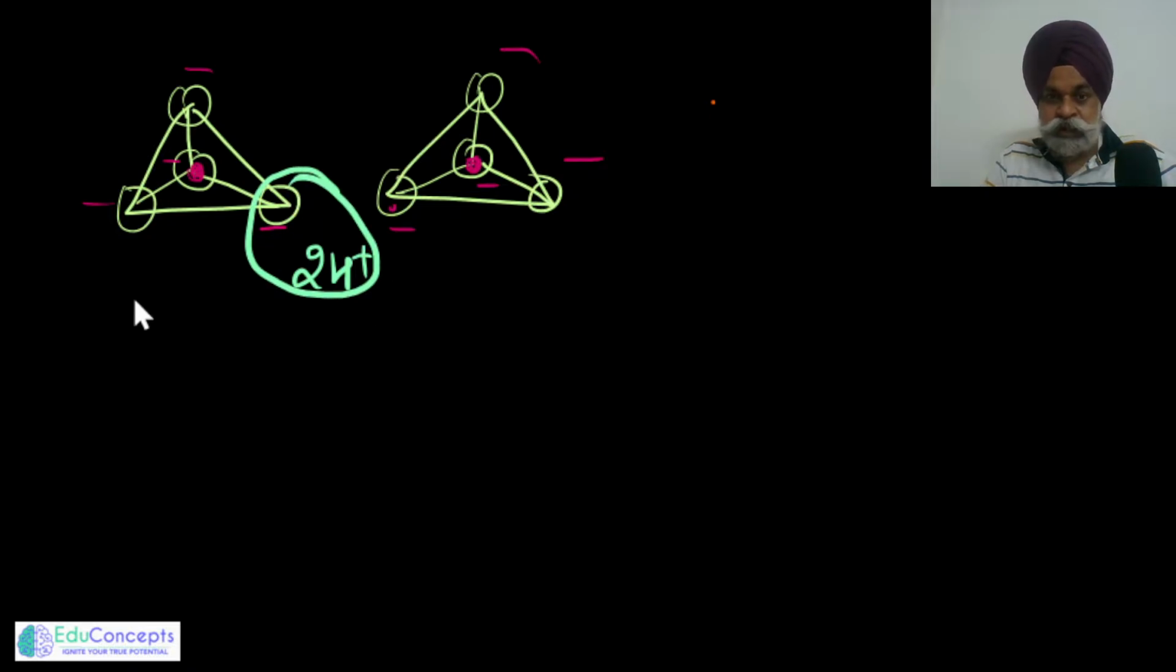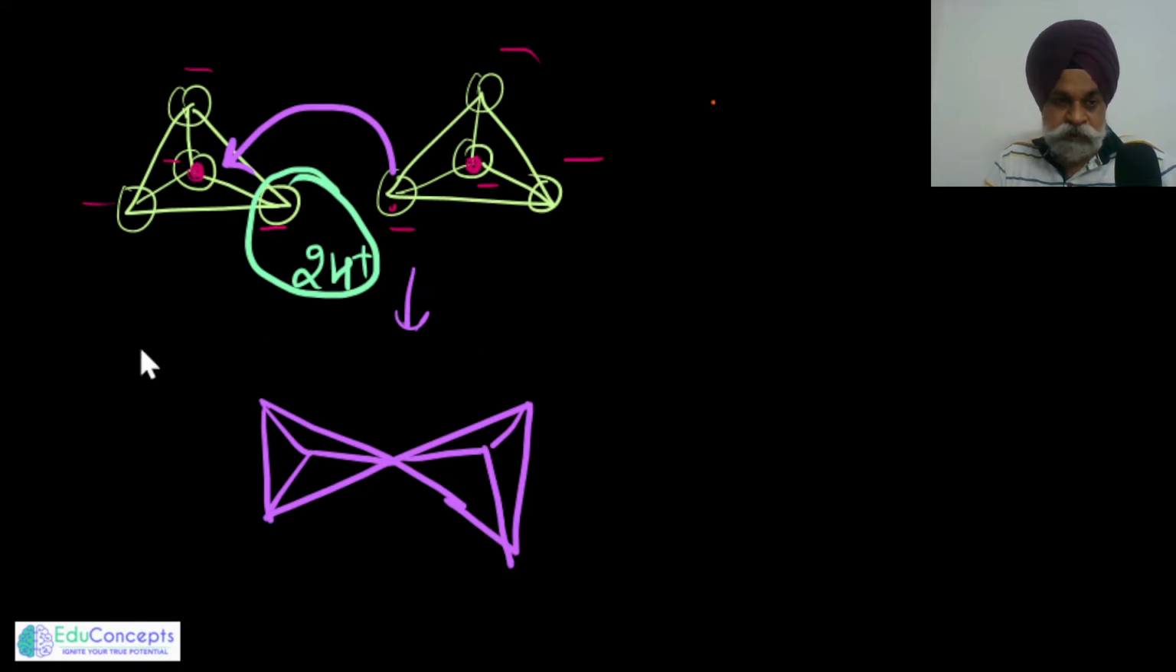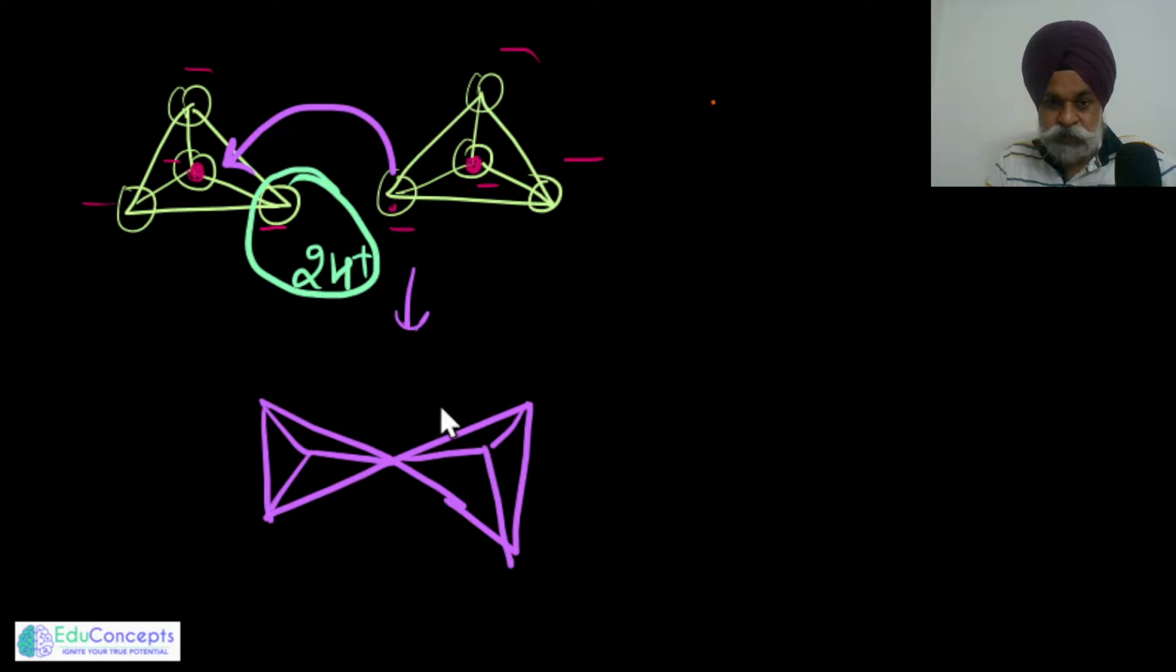So what I did, I just brought 2H positive, took this water out, and once this water is gone, this O negative attacks the silicon. As a consequence, what is basically generated is this sort of structure. This structure which I have just got is the structure I was referring to as this entity. So make it a point, this is a perfect tetrahedron. Both the silicons are tetrahedral, and in this structure also, both the silicons are in tetrahedron form.